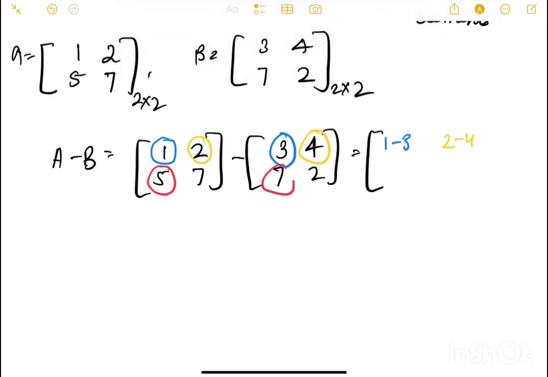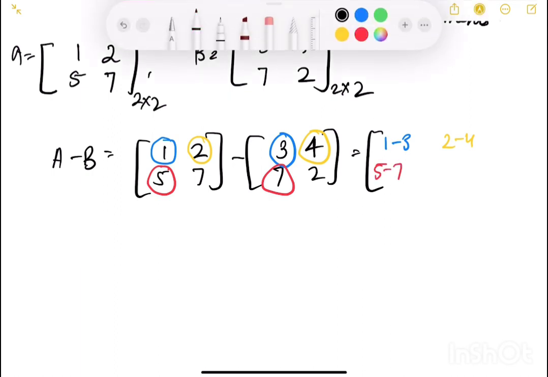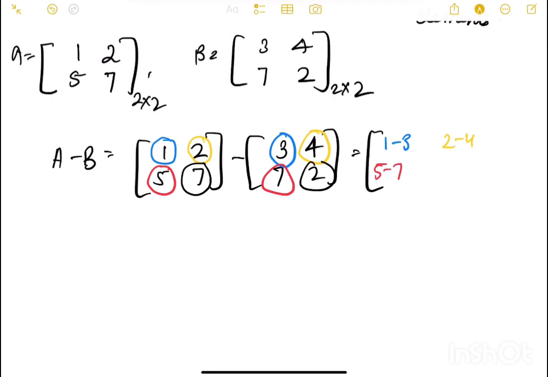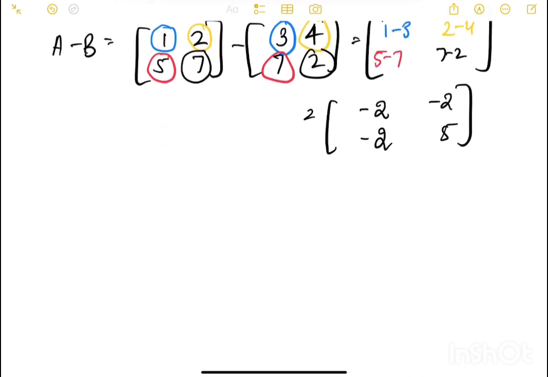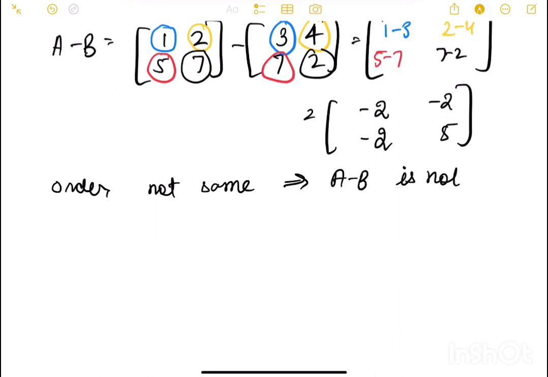Now what is A21 here? 5 minus 7, and A22 here is 7 minus 2. Now we will simply subtract. 5 minus 7 is minus 2, and this is 5. So this is how we subtract two matrices. Now again, what if the order is not the same? We simply say A minus B is not defined. Okay, I hope that is clear.